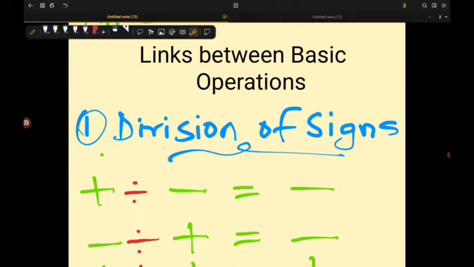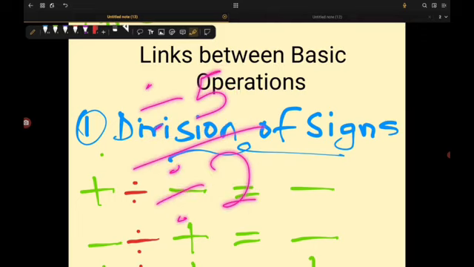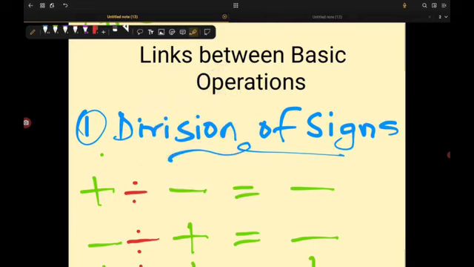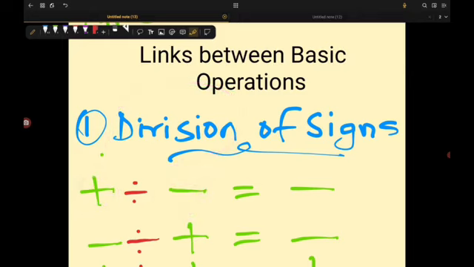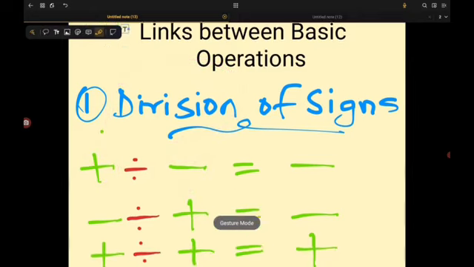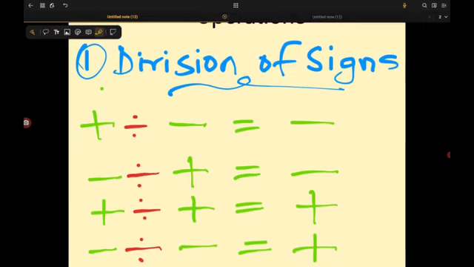When we talk about division of signs, it is not possible for me to say times 5 divided by times 2. You cannot say that. And I cannot say divided 5 divided by divided 2. There's nothing like that. So that is where the link I'm talking about comes in. When I say links between basic operations, there is a link. When you are dividing plus minus, plus minus, that is what we are dividing basically under division of signs.